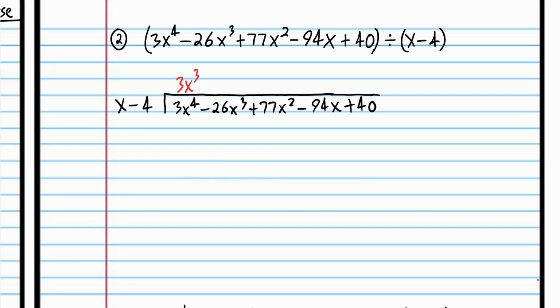That's step number 1. Step number 2, we multiply that number we just wrote, that term, by the divisor. So 3x cubed times x is 3x to the 4th power. It should be 3x to the 4th power, because we want these to be the same. And 3x cubed times negative 4 is negative 12x cubed.